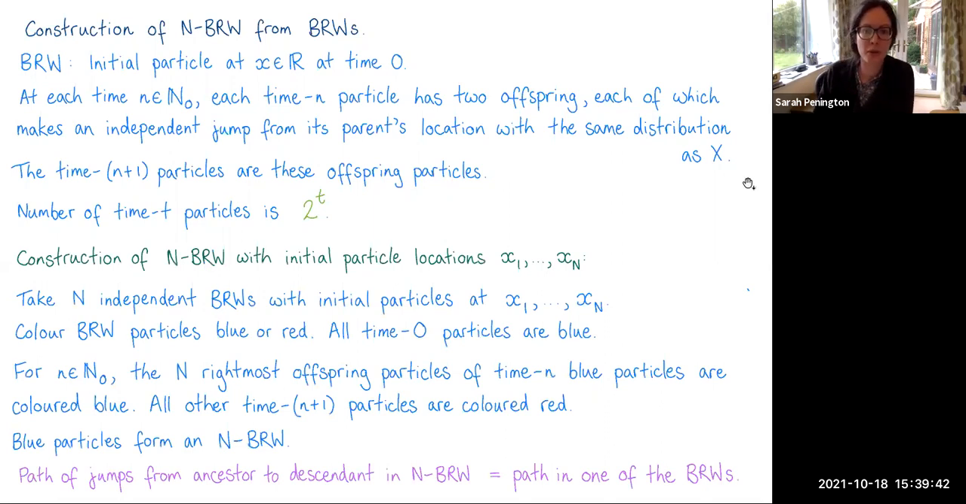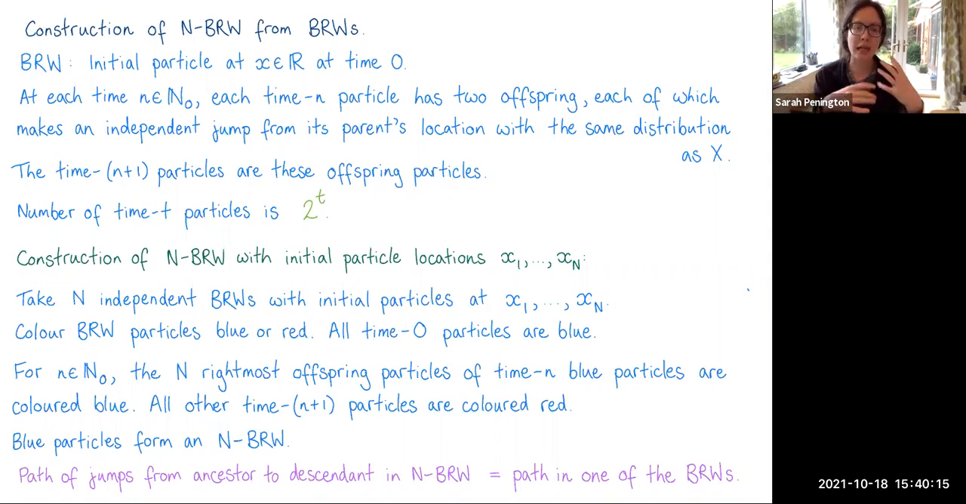So let's suppose that we want initial particle locations x1 up to xn for our n-particle branching random walk. So then what we do is we take n independent branching random walks with different initial particles, so with initial particles at x1 up to xn. And then what we're going to do is color the particles in these branching random walks either blue or red. So first of all, the particles at time 0 are going to be blue. So we start off with n blue particles.